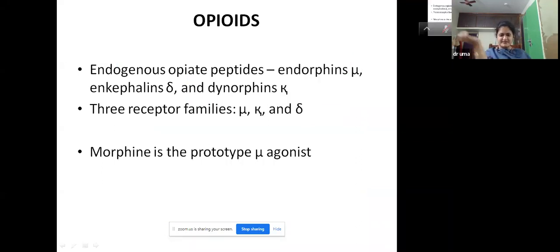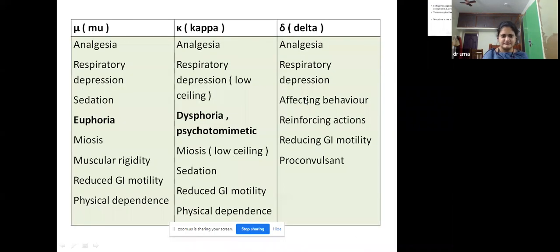So the opioids act mainly through three receptors: mu, kappa, and delta. Endorphins act on the mu receptor, enkephalins on delta, and dynorphins on the kappa receptors. Morphine is the prototype mu agonist. Mu, kappa, and delta receptor actions all produce analgesia and respiratory depression.